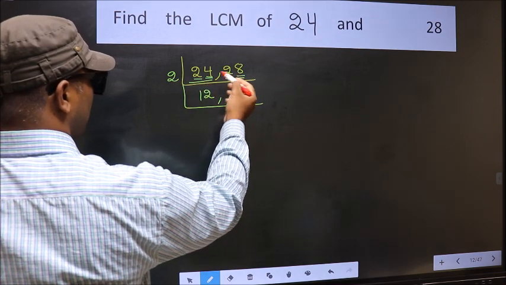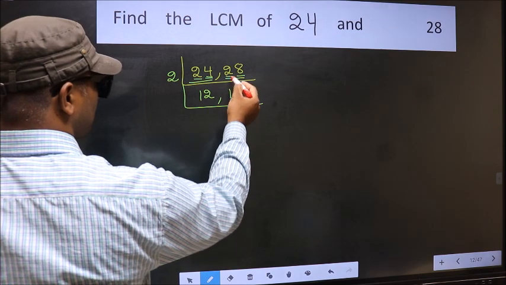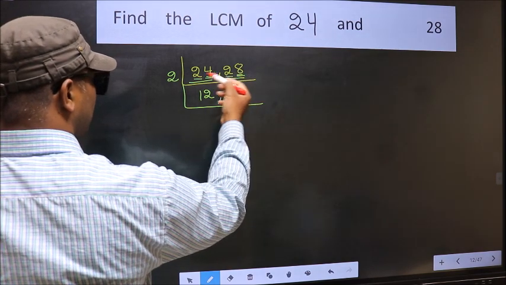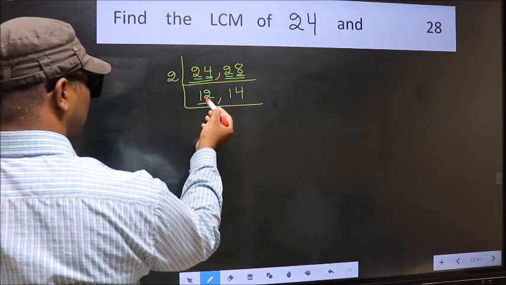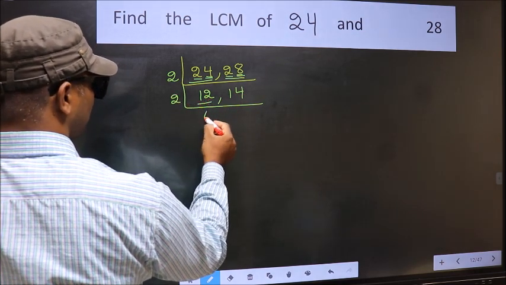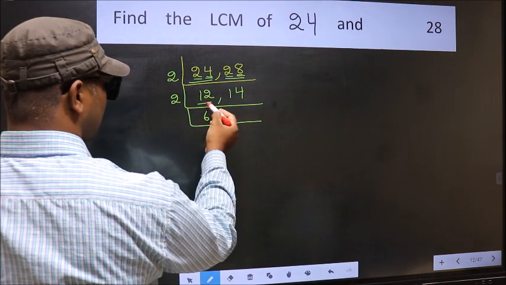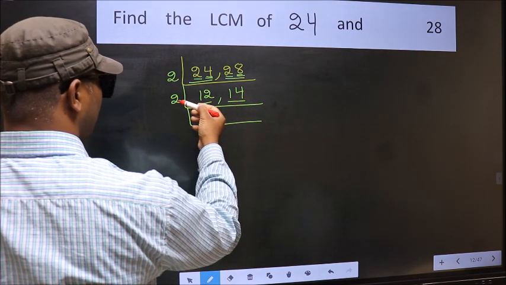First number 2, when do we get 2 in the 2 table? 2 1's 2. The other number 8, when do we get 8 in the 2 table? 2 4's 8. Now here we have 12, 12 is 2, 6, 12. The other number 14, when do we get 14 in the 2 table?